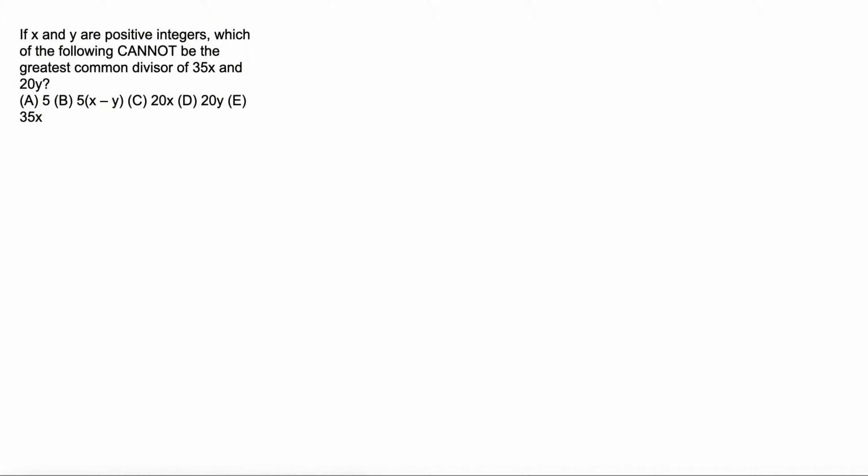Given that x and y are two positive integers, which of the following cannot be the highest common factor, which means we have to eliminate these 5 options. Let me start with the first option, option A, which is 5.